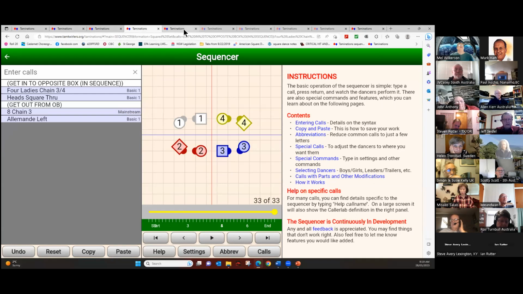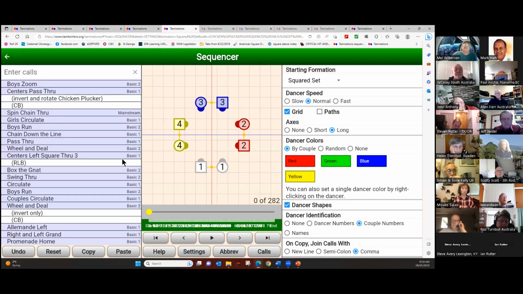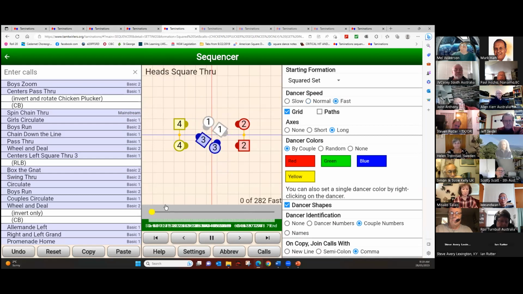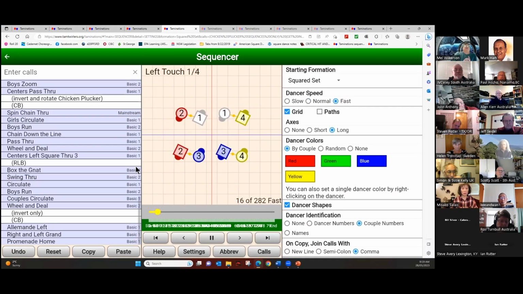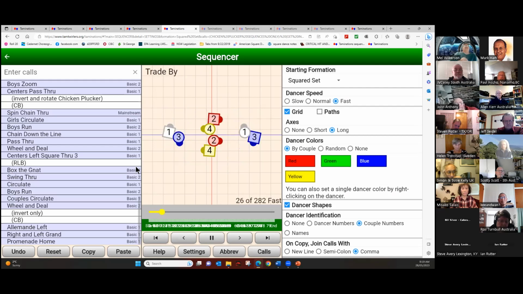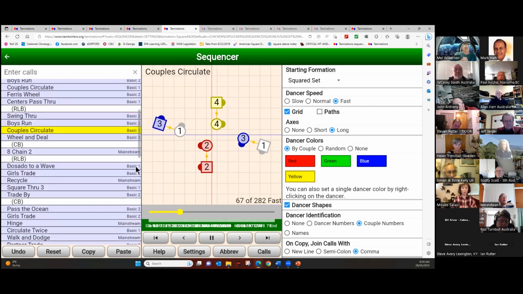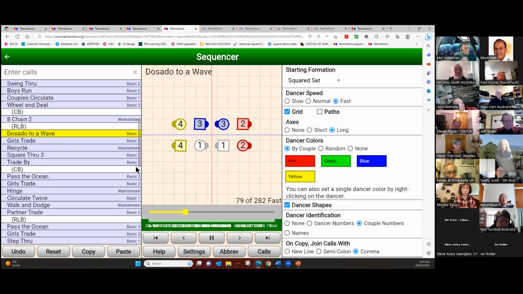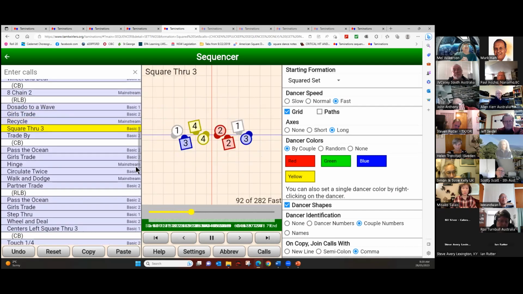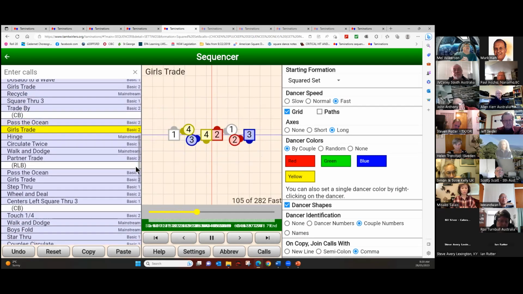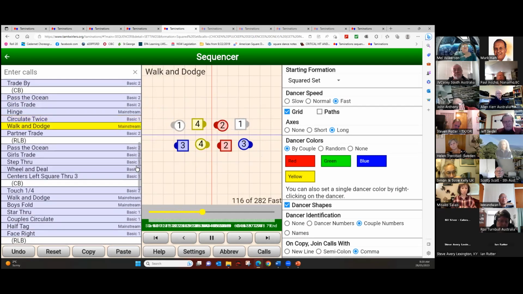So for instance, if we look at our chicken pluckers go across and back. I just want you to watch this sequence. Pass through, trade by, left touch a quarter, boys run, slide through, trade by, right and left through, swing through. Boys run, couples circulate, Ferris wheel. Centers pass through, swing through, boys run, couples circulate, wheel and deal. 8 chain 2, do side do to a wave, ladies trade, recycle, trade square through 3, trade by, and so on and so on and so forth.